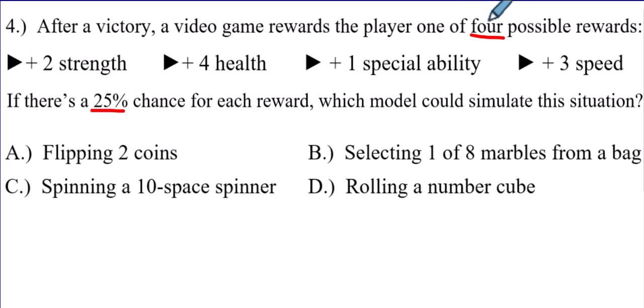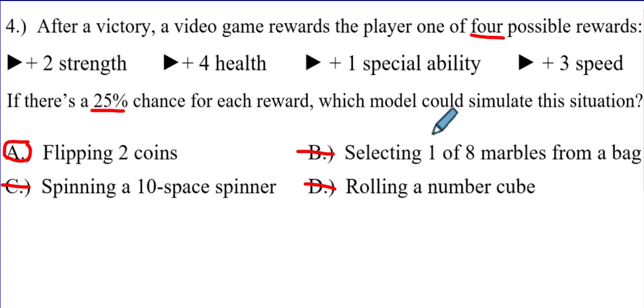So we're looking for something that has 4 possible outcomes, and that would be flipping 2 coins. Not 8 marbles in a bag. That would be 8 outcomes. Not a 10 space spinner. Not rolling a number cube.